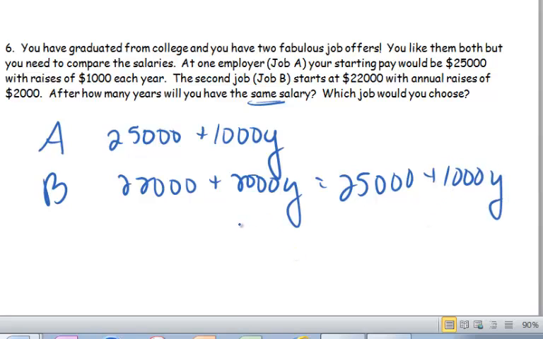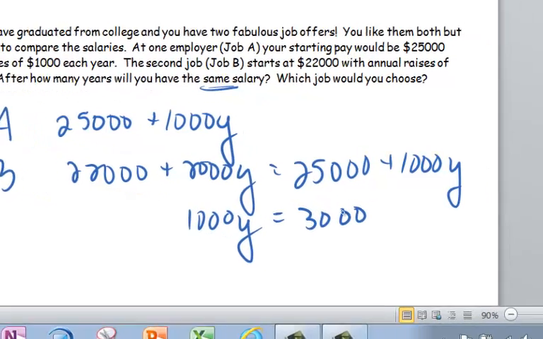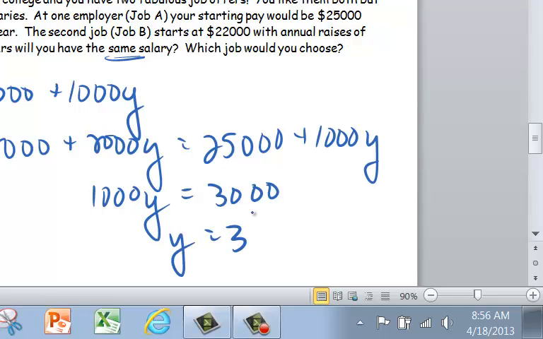So when you subtract 1,000 from both sides, you get 1,000y equals 3,000. A few of you subtracted wrong. That was kind of a difficulty. And y equals 3. So that means in 3 years.